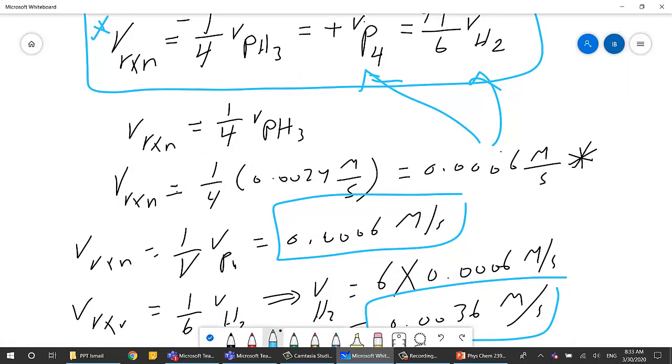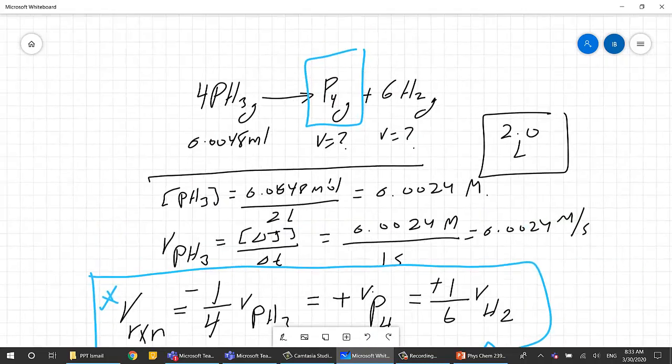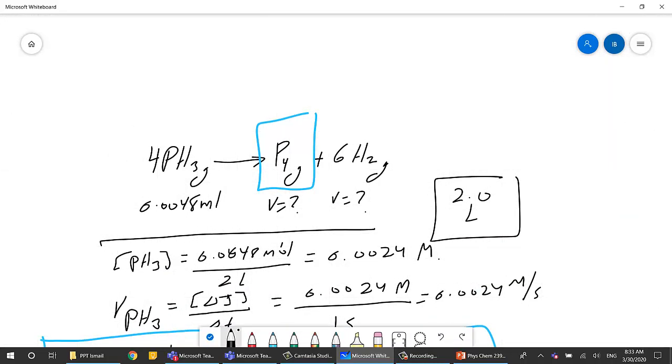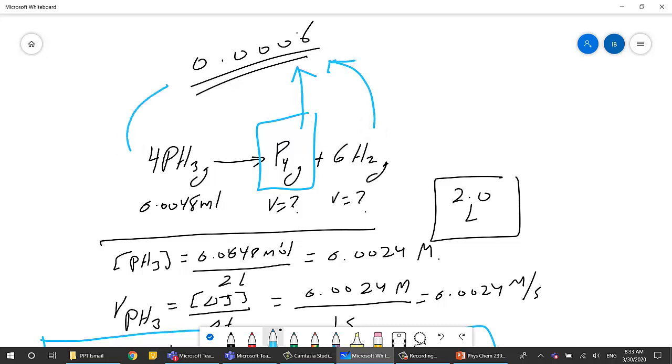So let me summarize here. Look back at the question. In this case, the rate of the reaction will be 0.006. This is the rate of the reaction. This guy, because it has 1, it will have the same rate. This one will be 6 times this rate, and this will be 4 times this rate. You see how? P4 goes at the same speed, H2 will be 6 times this quantity, and PH3 4 times this quantity. This is simply this question.